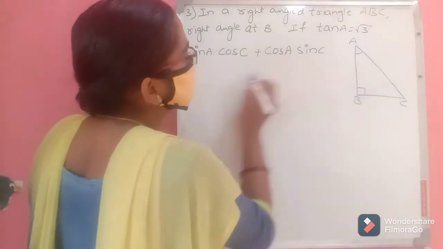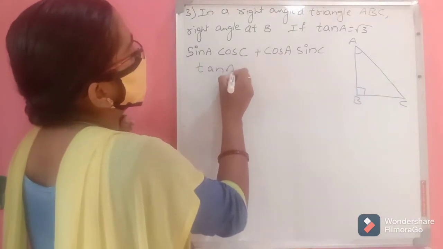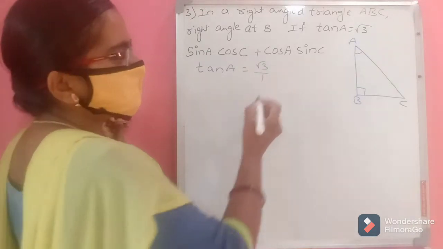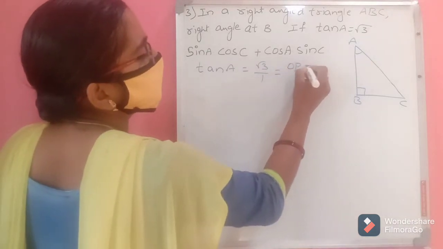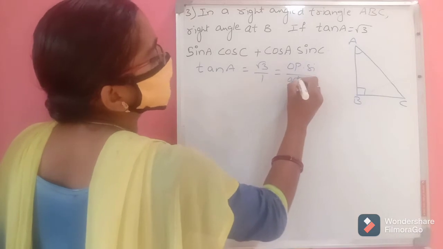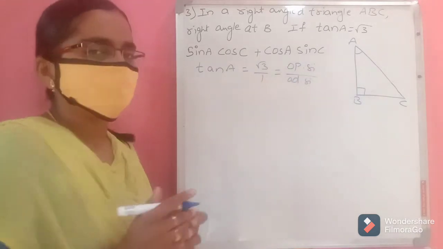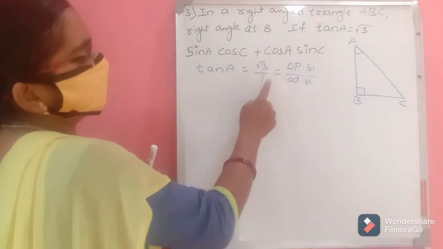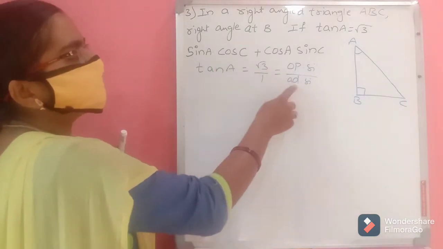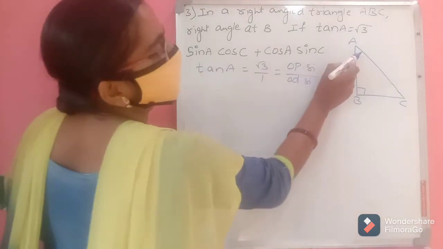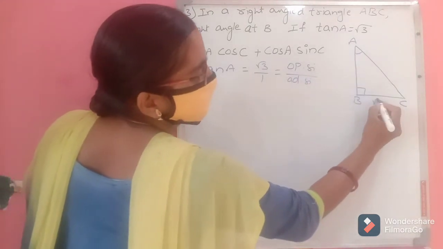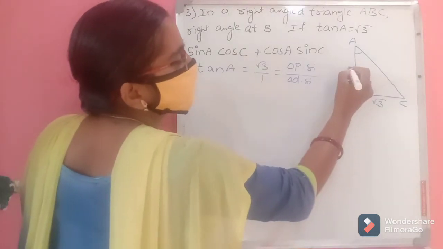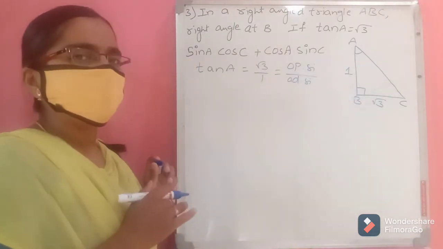So tan A is equal to root 3. Root 3 we can write as root 3 by 1. Tan theta is opposite side by adjacent side. So this is root 3 by 1, meaning opposite side is root 3, adjacent side is 1. For this A, opposite side is BC, that is root 3. Adjacent side is AB, that is 1. So we get BC and AB.